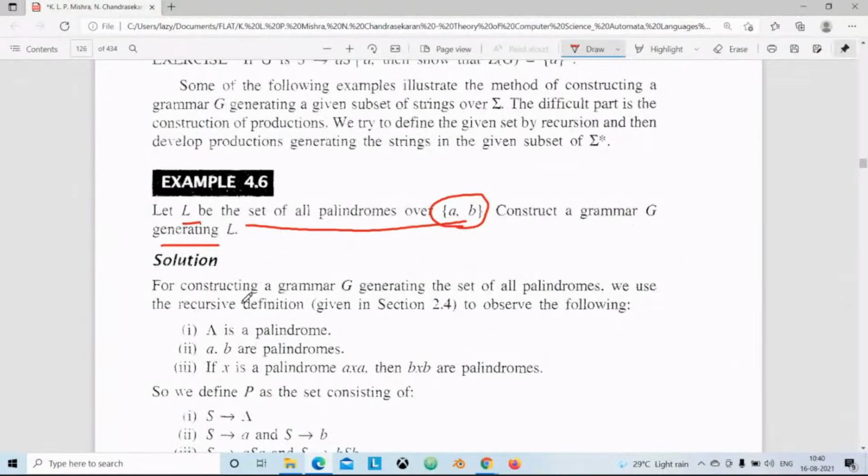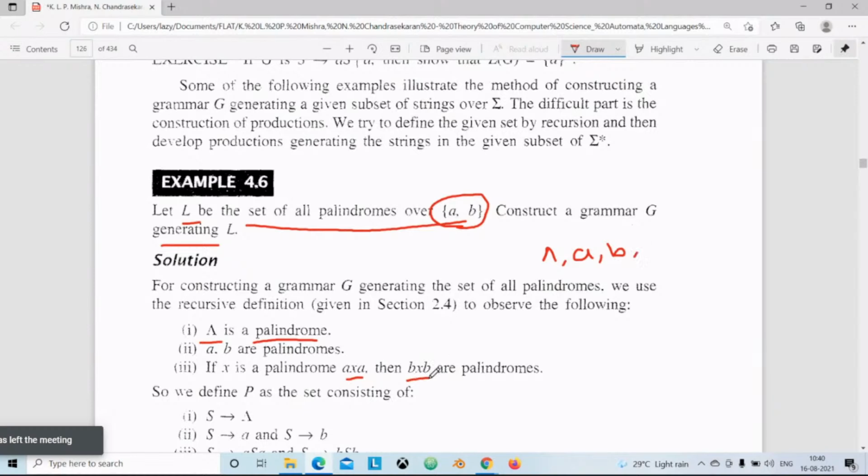Unless you know the base conditions, it will be hard for you to generate any such kind of language. So here, as you can see, empty is a palindrome. a and b are palindromes. a means single a, single b. These are palindromes. After that, these two patterns are there: AXA and BXB.